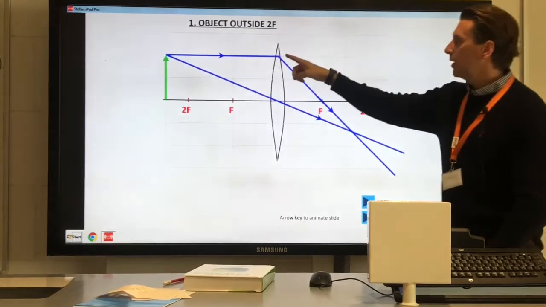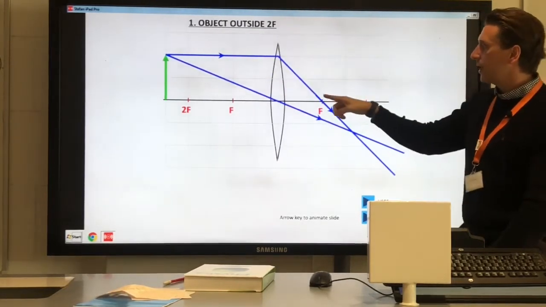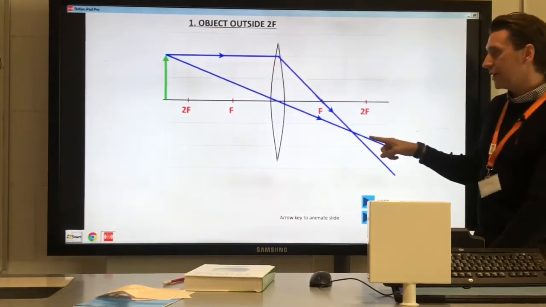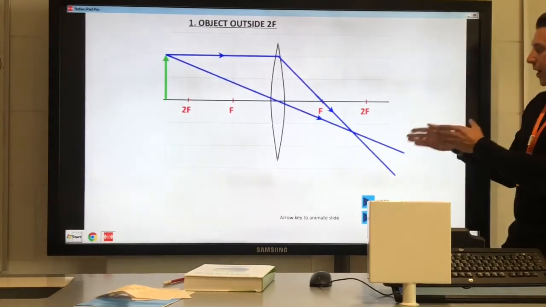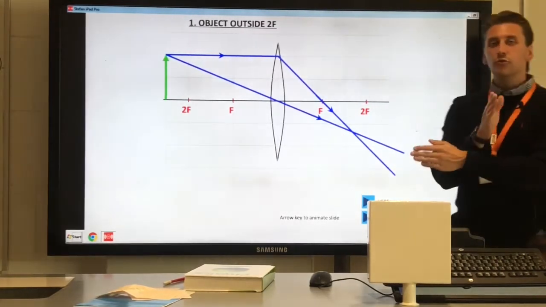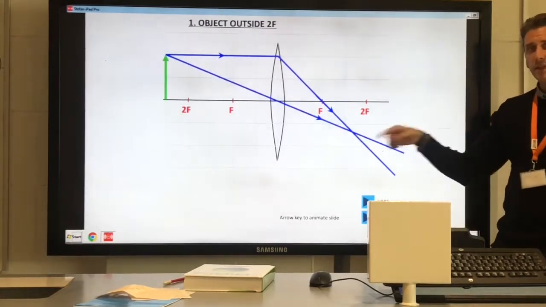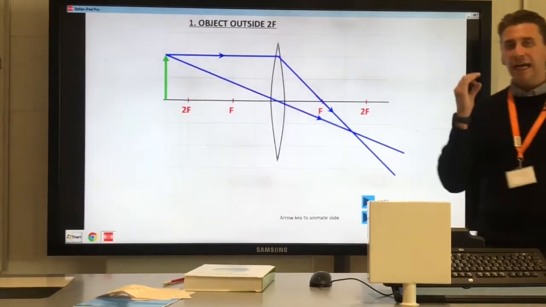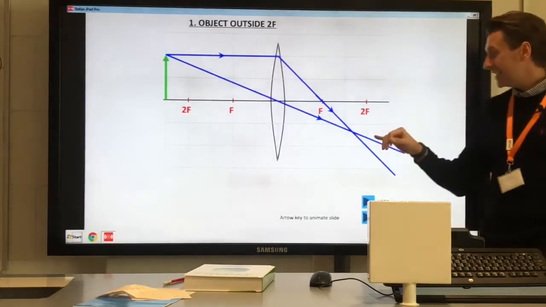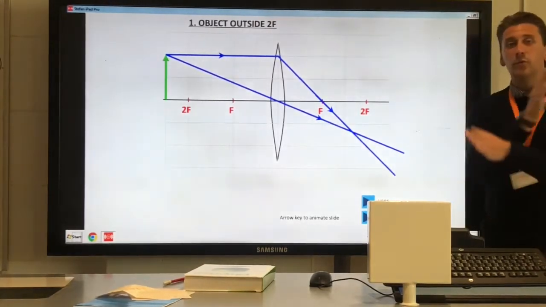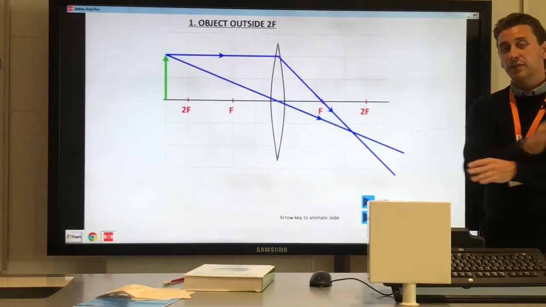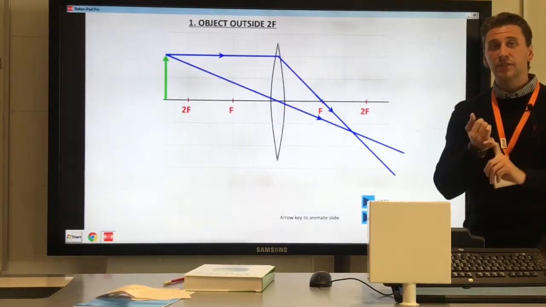So number 1, parallel to axis, refract through F. Ray number 2, straight through the center of the lens. Quite clearly, the 2 rays cross over at this point here. Now I know, looking at this straight away, an image is going to be formed. The image is going to be formed at the point where the light rays cross over. So if they cross over, an image is formed.